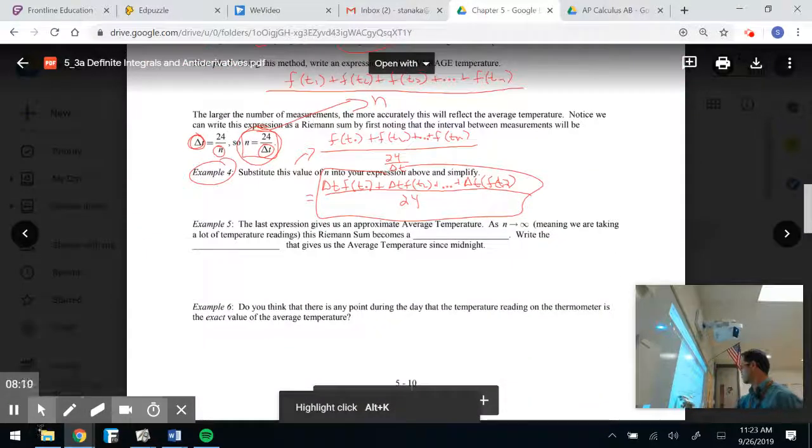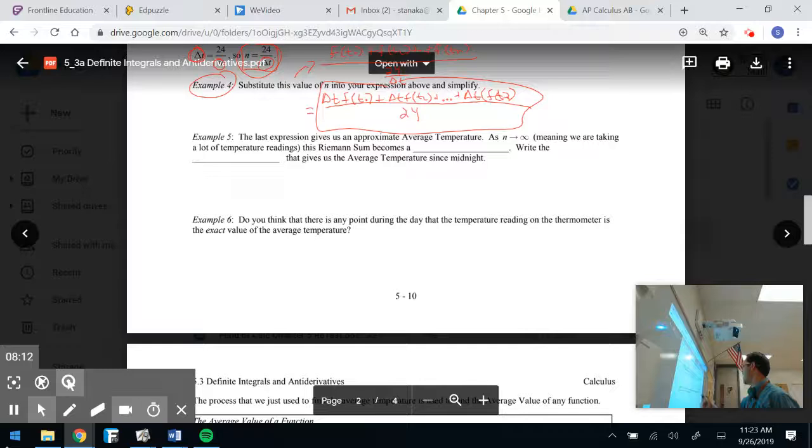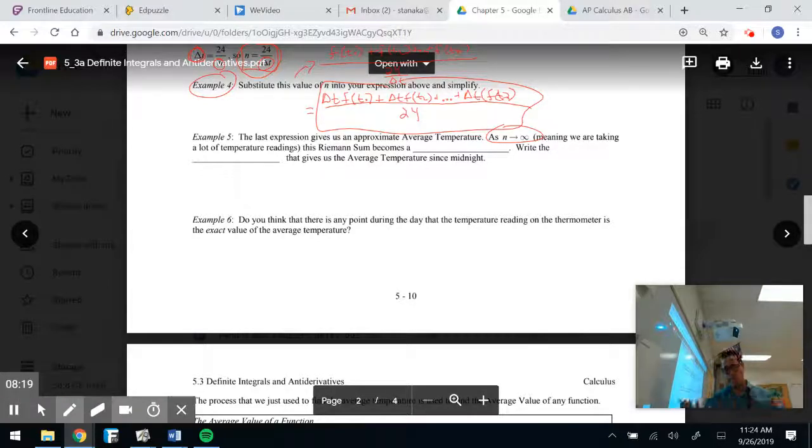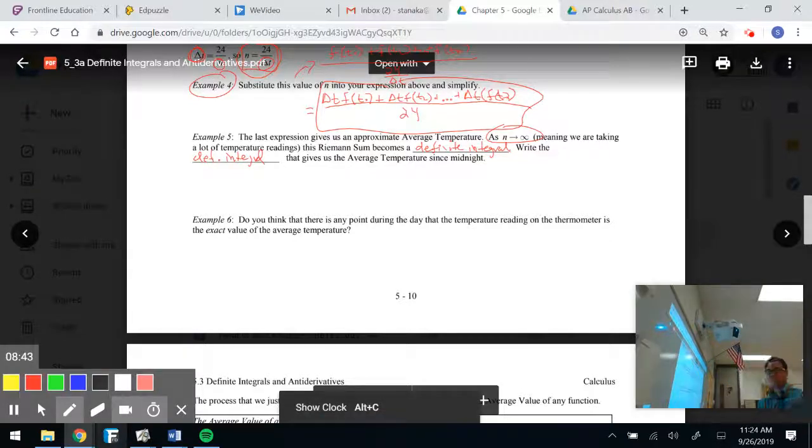The last expression gives us an approximate average temperature as n goes to infinity. Remember, what does that n goes to infinity mean, right, class? That kind of brings up that idea of a limit again, meaning we are taking a lot of temperature readings. This Riemann sum becomes a definite integral. Well, how does it become a definite integral? Write the definite integral that gives us the average temperature since midnight.